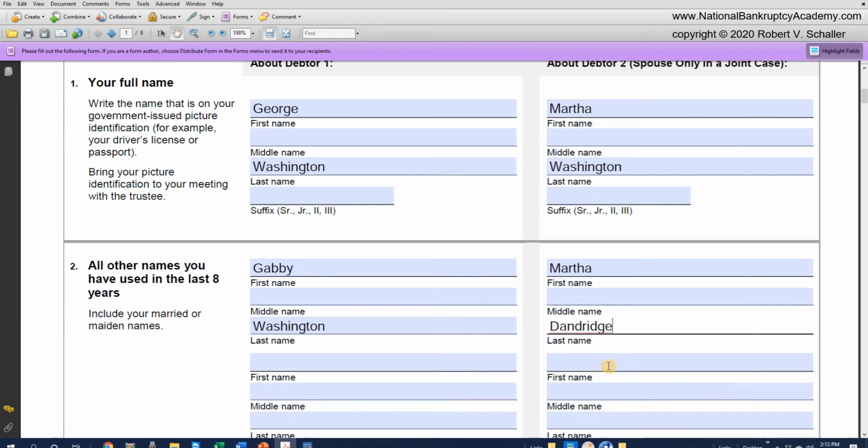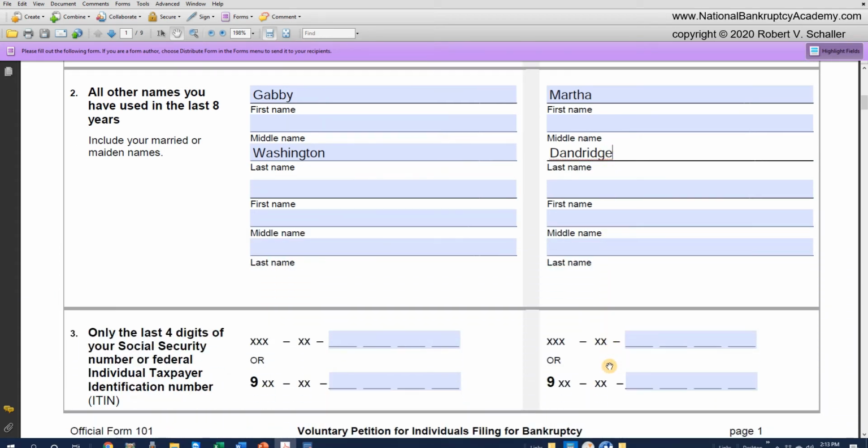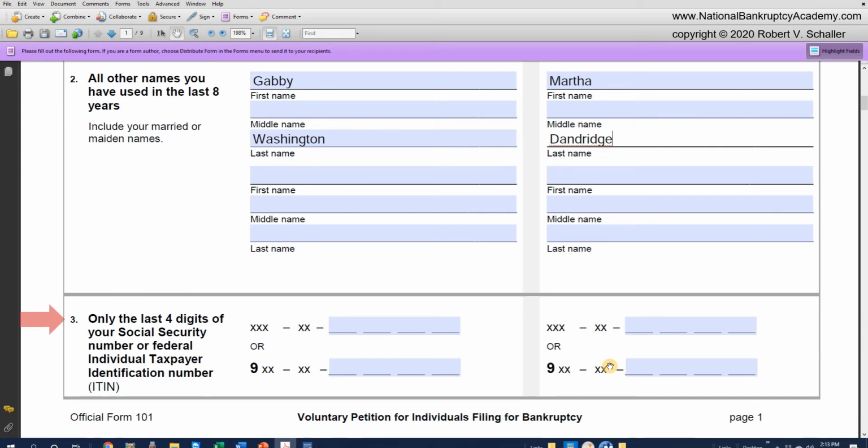Now let's move down to question 3. Question 3 asks the debtor to list the last 4 digits of the Social Security number or Federal Individual Taxpayer Identification number. Notice that the first 5 digits are X'd out, XXX-XX, and then there is room for the 4 remaining digits. So let's say that George Washington's last 4 digits are 1, 2, 3, 4. And let's further say that Martha's last 4 digits are 4, 3, 2, 1.